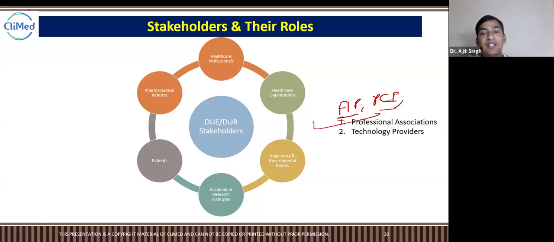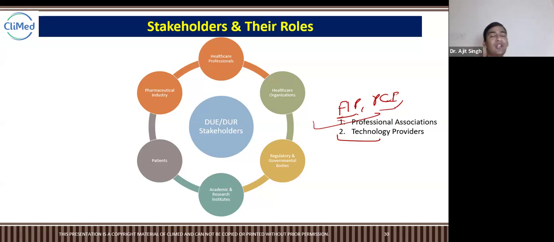And then we have the technology providers. Technology providers help us with clinical decision support systems, EHR integrations, AI and ML data analytics capabilities, or supporting healthcare organizations in automating the DUR process.